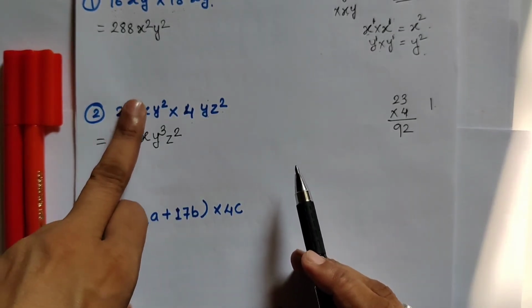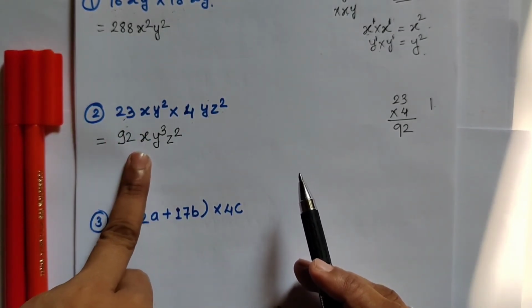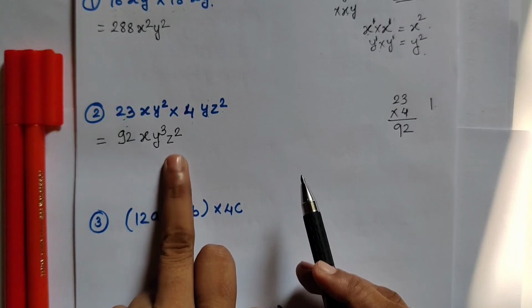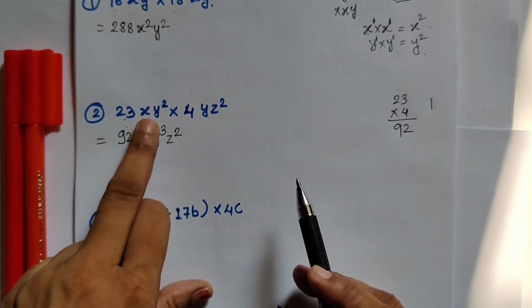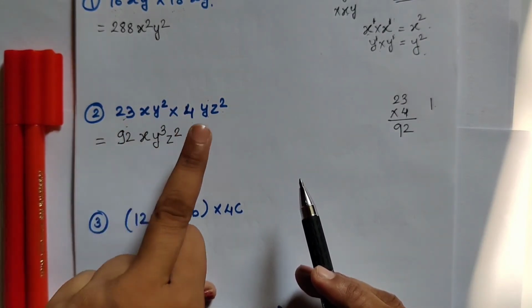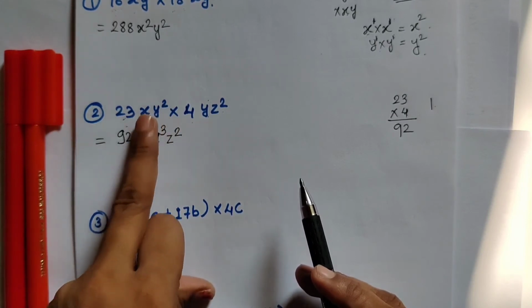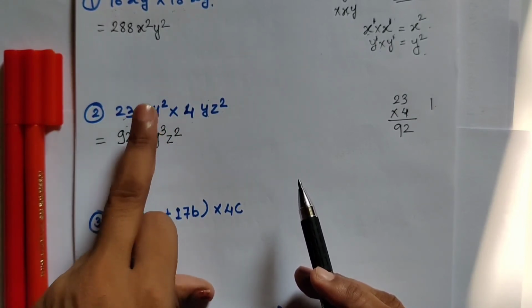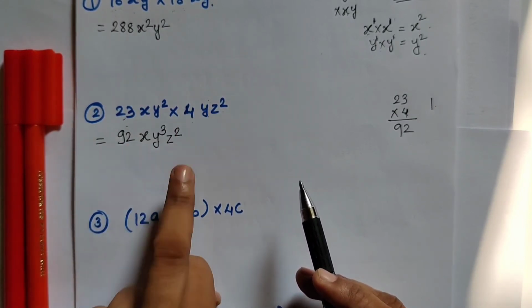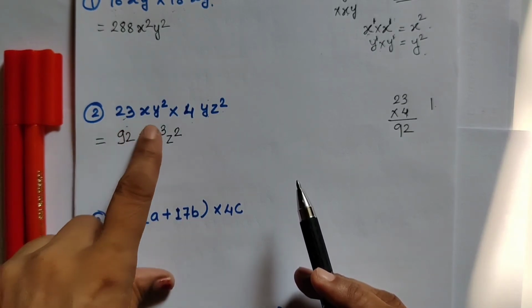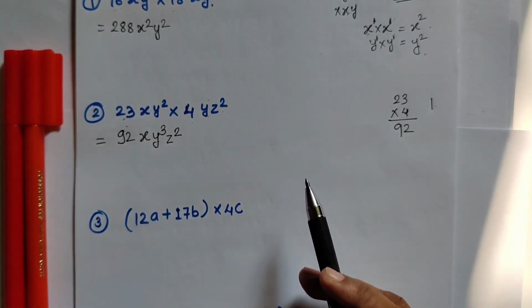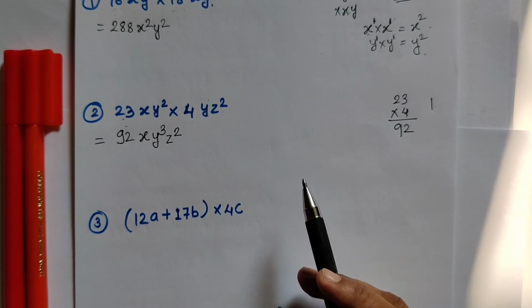So x comes one time, so we write it one time. z square comes one time, we have written it one time. But y square is there in the first monomial and in the second monomial y is there. So we write y one time and we add the indices. 2 plus 1 is 3. So y square into y is y cube. In this way we have to do the multiplication.